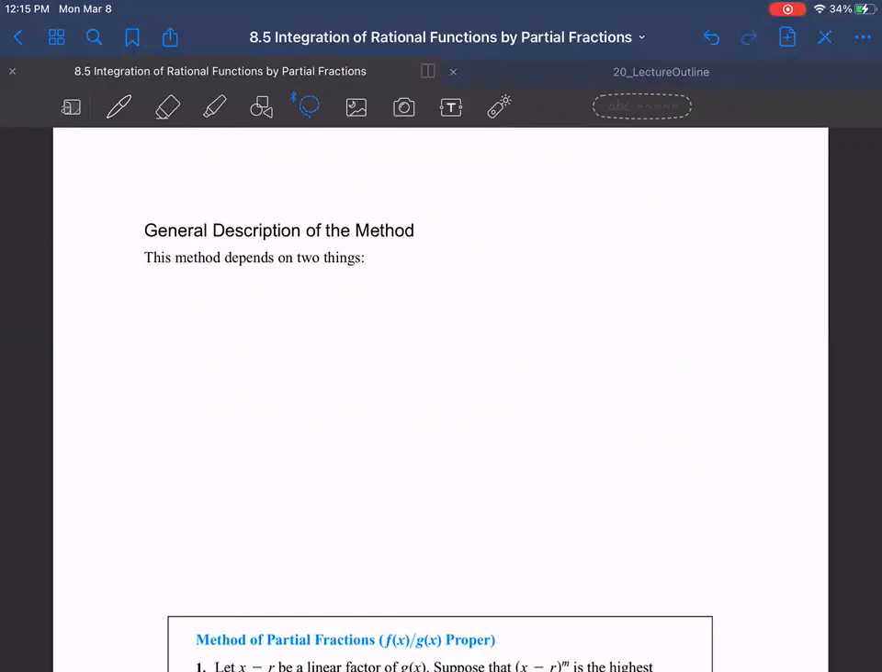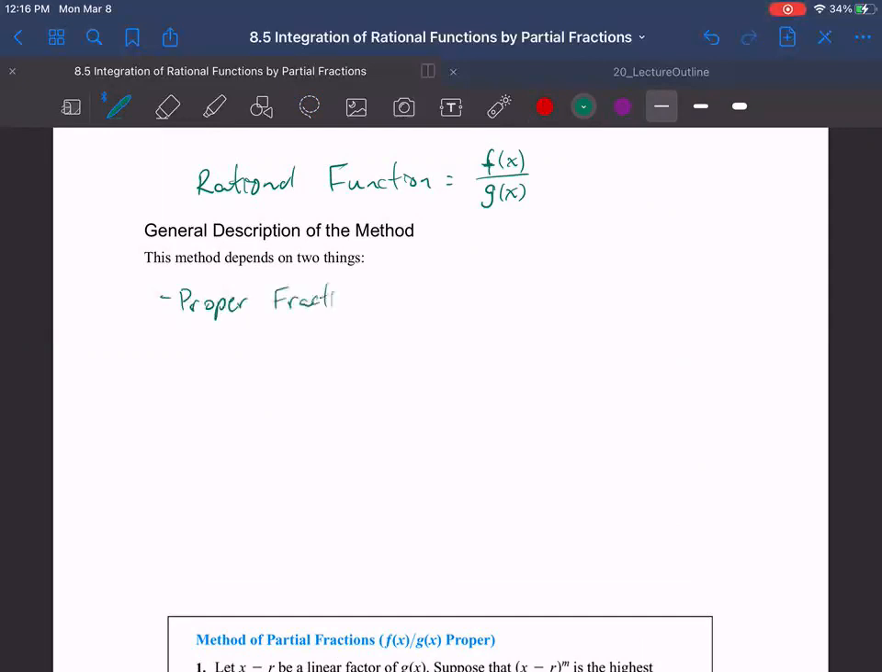Oh, okay. So essentially what we have here are rational functions, where we'll have an f of x over a g of x, just like that. All right, so this method is going to depend on two things. One, proper fraction. What we mean here is the degree of f has to be less than the degree of g.